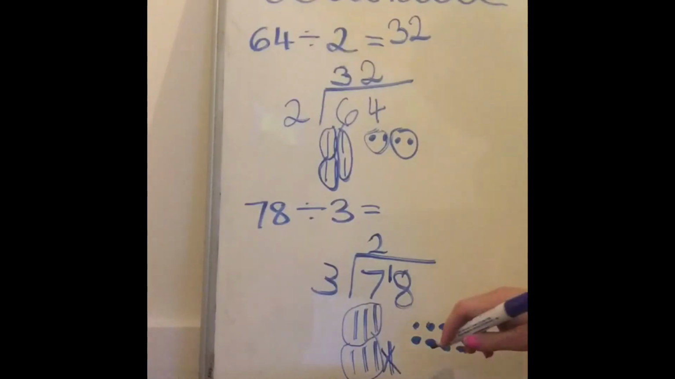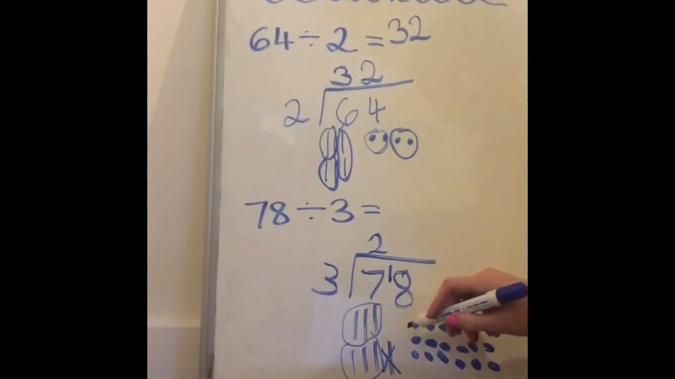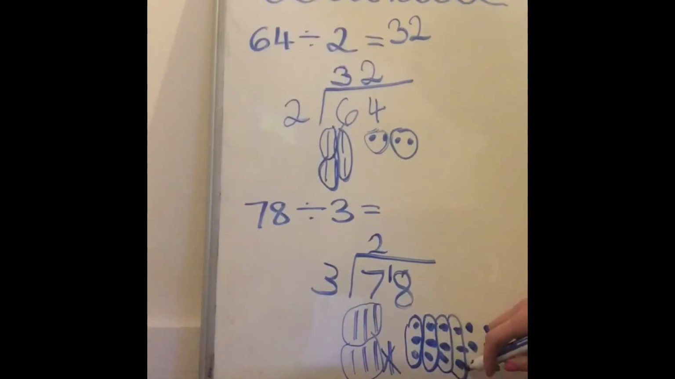And now we're going to draw out 10 ones: 1, 2, 3, 4, 5, 6, 7, 8, 9, 10. Sorry, I forgot to add the 10. That was silly. And now it's time to group again. We're going to put 3 in a group. So we've got 1, 2, 3, 4, 5, 6 groups, and each of them has 1, 2, 3 in a group.